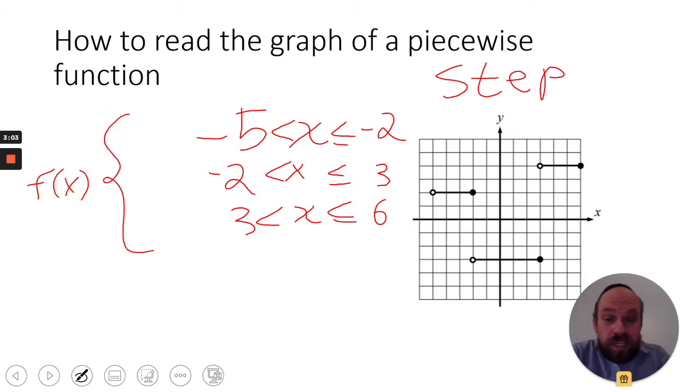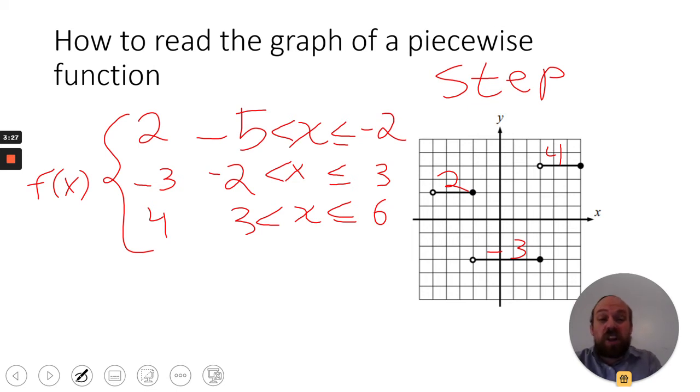So the first piece is at +2. The next piece is at -3. And the last piece is at +4. This is at 2, this is at -3, and this is at 4. That's a step function. It's a very unique function where it's certain values at one part, certain values at another part, and it works like a staircase.